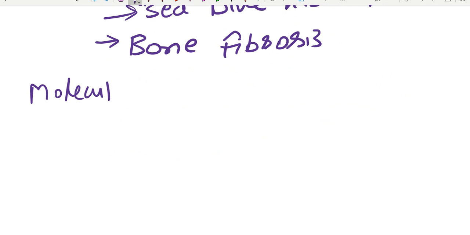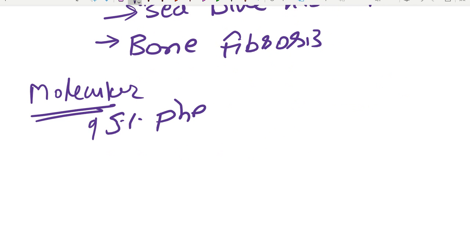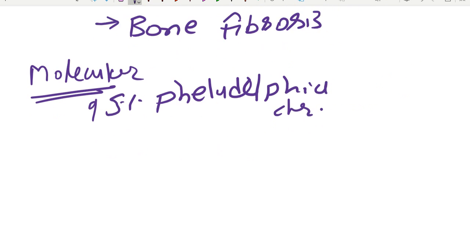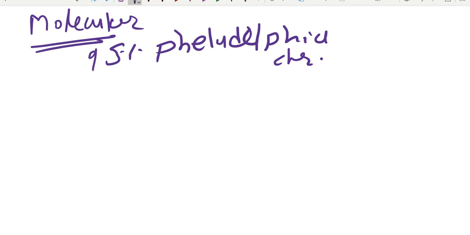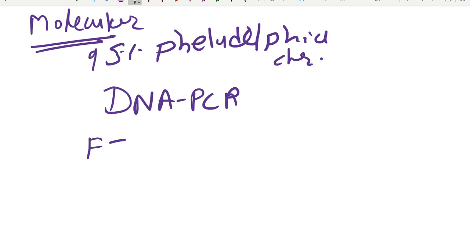Molecular diagnosis: 95% have the Philadelphia chromosome. DNA PCR can be done. FISH is also done.